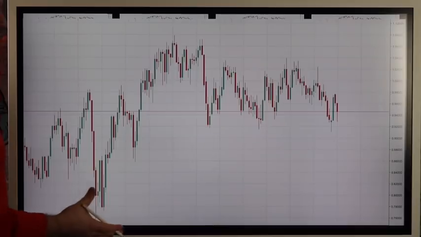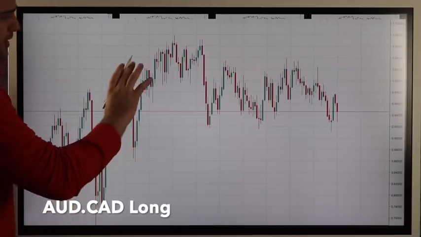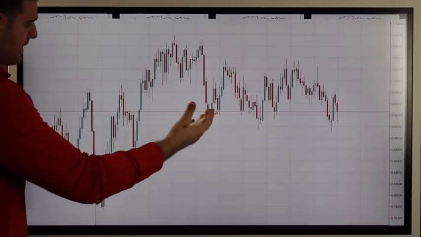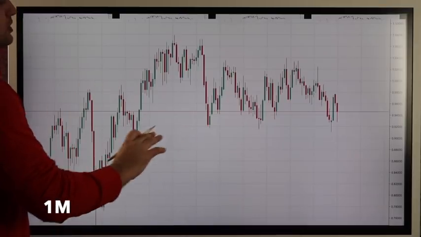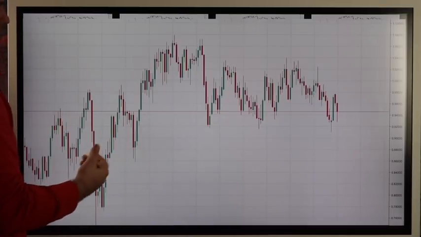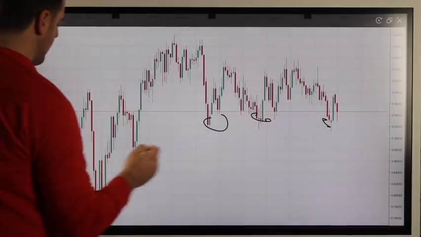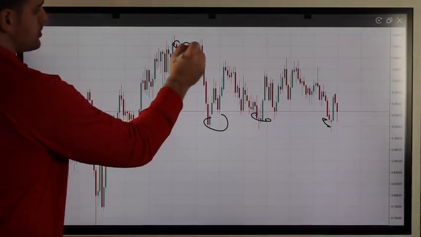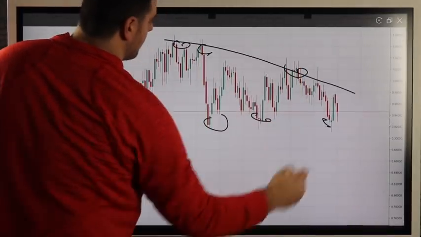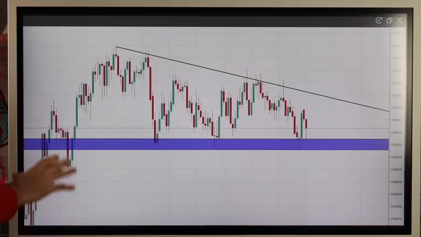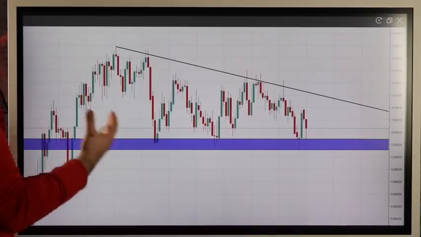Let's get into it. All right, AUD.CAD starting on the monthly. Don't let this mess intimidate you, because once we find area sensitivity, everything becomes a lot easier. Looking for area horizontal sensitivity, we identify buy sensitivity. We also identify lower highs, so we can identify our downtrend. Now, things look a lot simpler, a lot less intimidating, don't they?